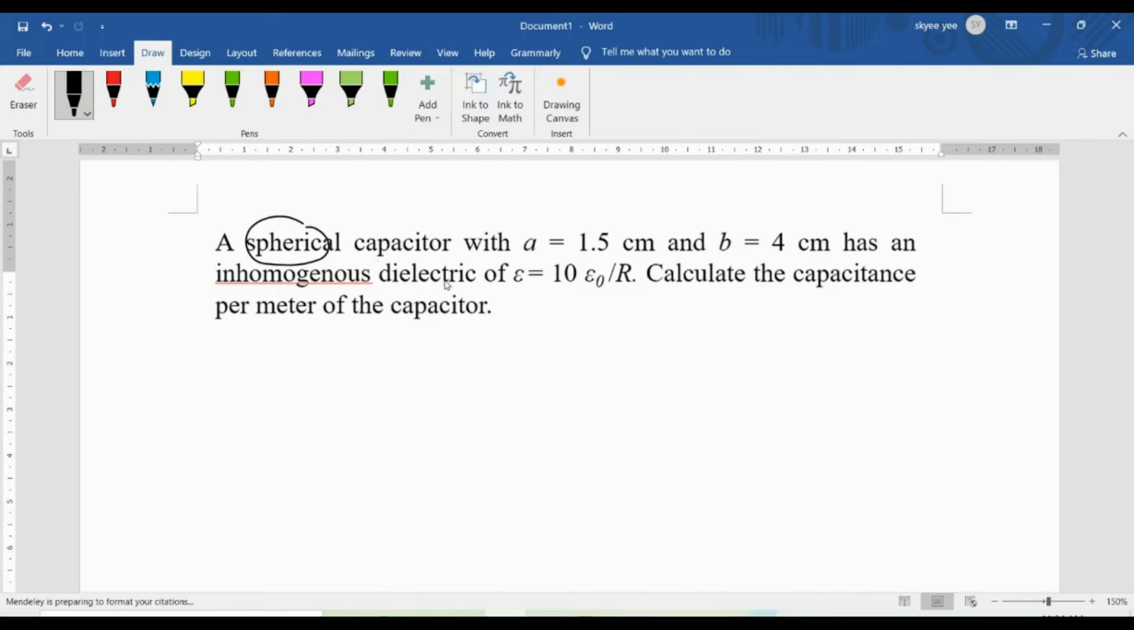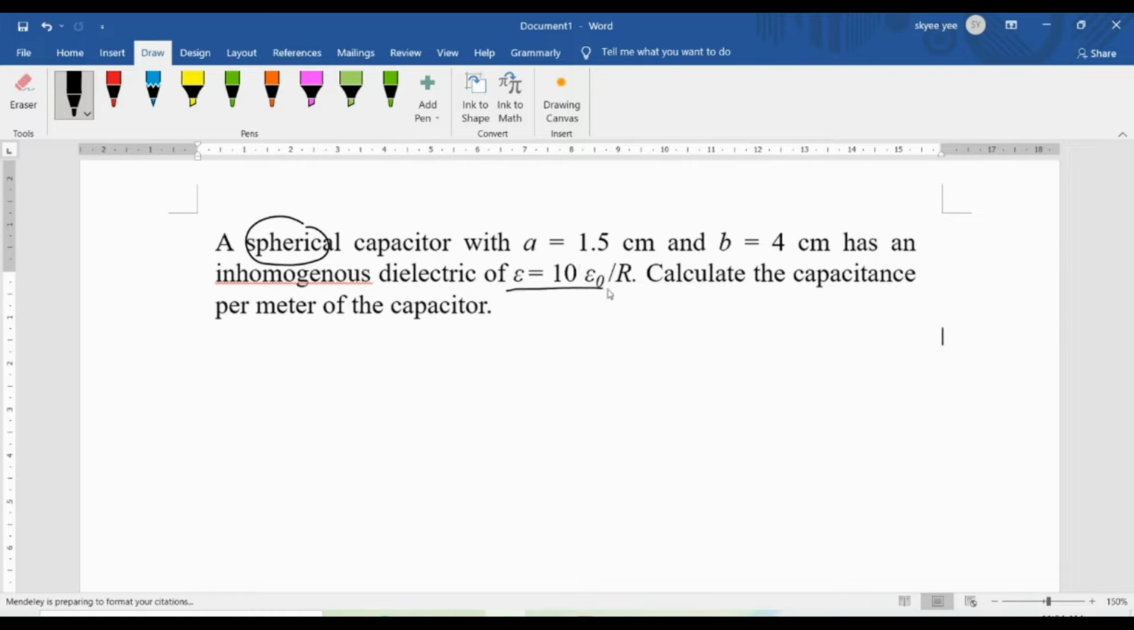Inhomogeneous dielectric means that the dielectric value of the material in between the inner conductor and the outer conductor will change. It's not homogeneous. Previously I explained what homogeneous means: the dielectric constant of the material is consistent at all positions of the dielectric. Inhomogeneous means that it will change.